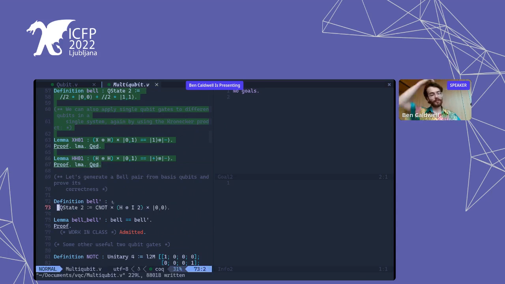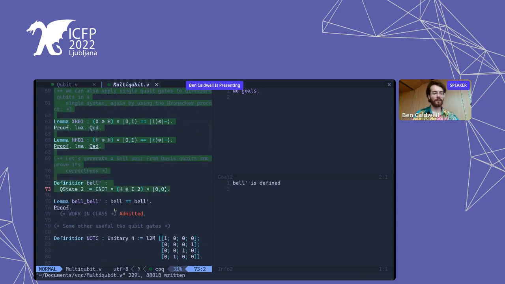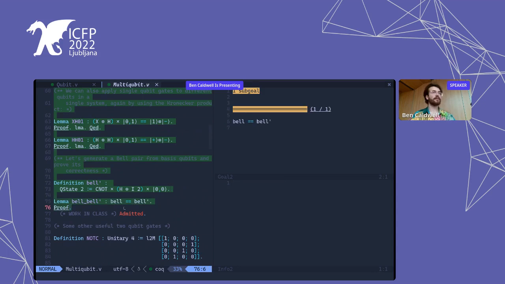Right, so then we can start saying that we've defined a Bell state as actually a circuit itself. This is sort of the closest thing we have to a circuit right now, where we're composing an operation on the first qubit with a CNOT afterwards. And we can show that these actually do amount to the same thing.